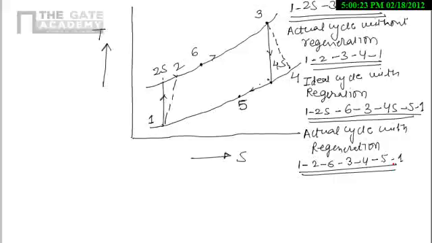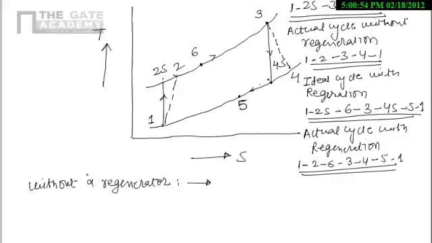So now let's take a case without a regenerator. So I am considering the case without a regenerator. So without a regenerator, we are having two things here. The ideal process 1, 2s, 3, 4s, 1, and without regeneration, the actual process will be 1, 2, 3, 4, 1.